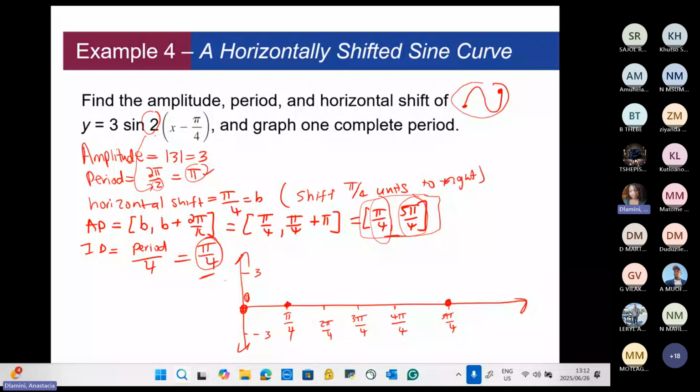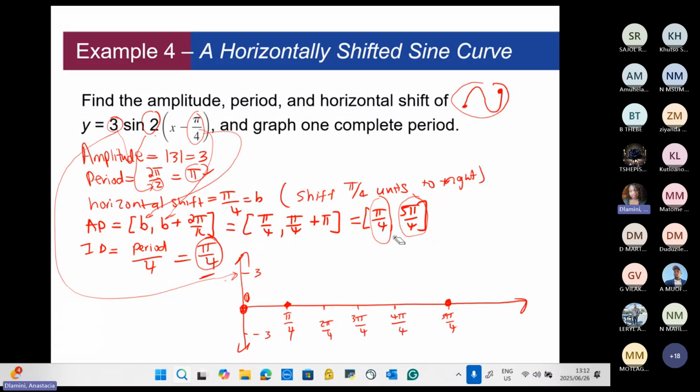Do you see that? The 3 affects the height. Here's the 3 here. The shifting affects the appropriate interval, which is B. Here's the B, and here's the B, which affects this. And then the ID helps you to divide the appropriate interval into 4. That's what the ID is helping you to do.